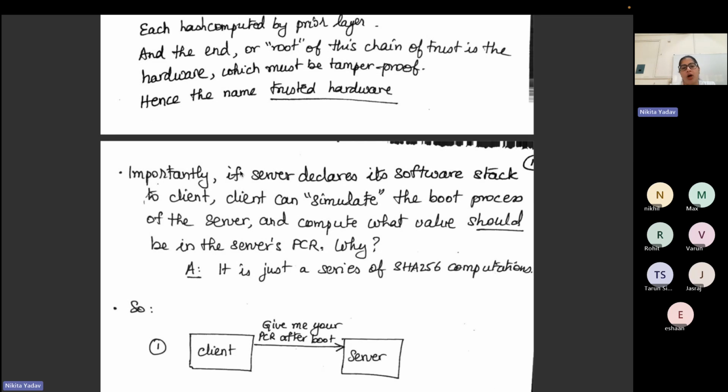Then how will the client verify? It can simulate the boot process. It can run the same software stack which the server had run, in say a new machine, with the TPM, and then try to compute what value should be there in the server's PCR. So how can it compute the same value? Why is it guaranteed that it will be able to compute the same value?